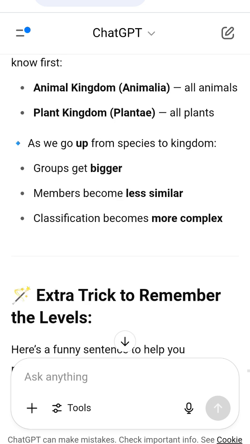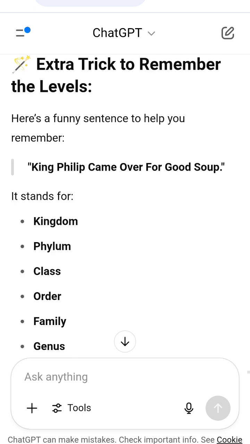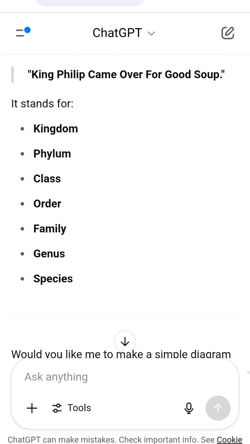Extra trick to remember the levels. Here's a funny sentence to help you remember: King Philip came over for good soup. It stands for kingdom, phylum, class, order, family, genus, species.